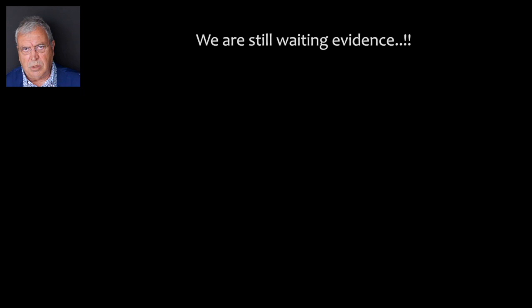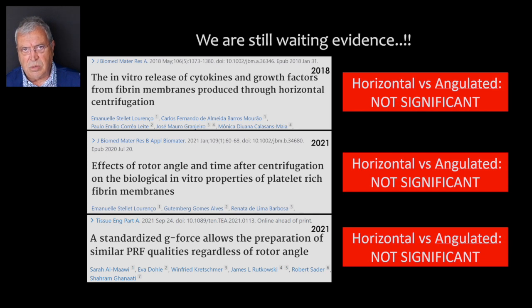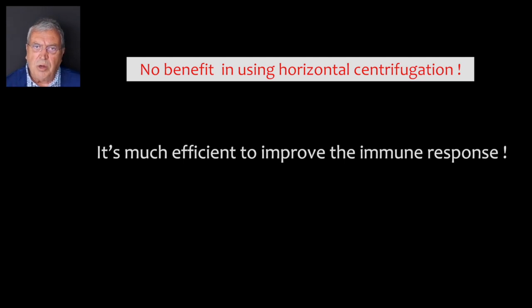Because all the papers about horizontal were published by Myron, and the other papers are showing that there is no difference between, and it's logic, because how to believe that just the angulation will produce a different tissue? Today, there is no benefit in horizontal centrifugation, but I want to tell you, it's better to move to the osteo-immunology. This is the way to improve the outcomes. This is the way to avoid failures and complications.